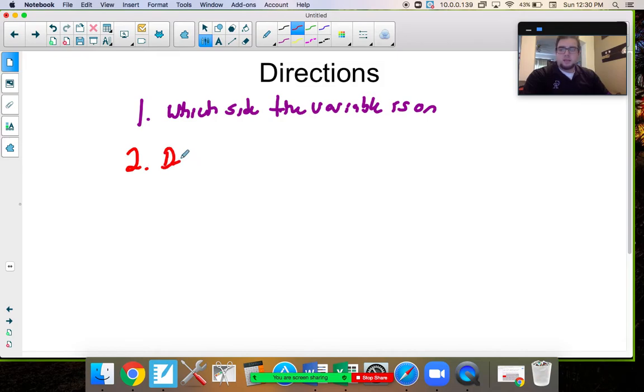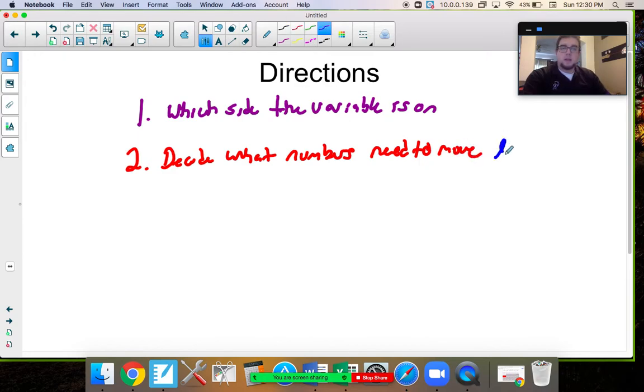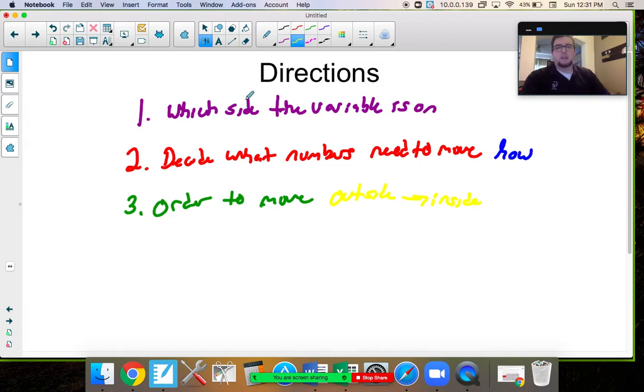Step 2, we're going to decide what numbers need to move and how. Step 3, we're going to decide the order. What happens with the order of it is always the outside operation working inside. So it's the furthest away coming inside the equation.